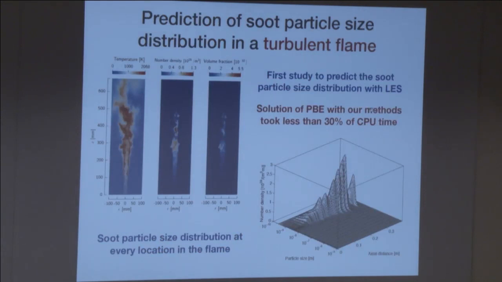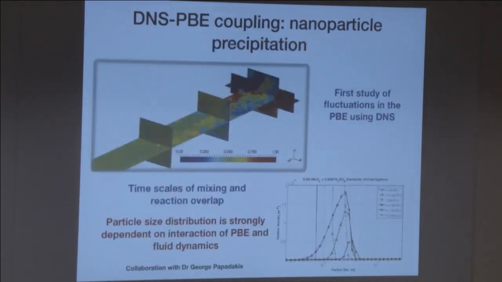And we have coupled this with LES and simulated a turbulent sooting flame with LES. I must say that this was the first study of its kind, the first study that predicted the soot particle size distribution with large eddy simulation. And even here, even though we have to simulate the whole ensemble of distributions, the time taken by the population balance was less than 30% of the total CPU time. I think I have to speed up.